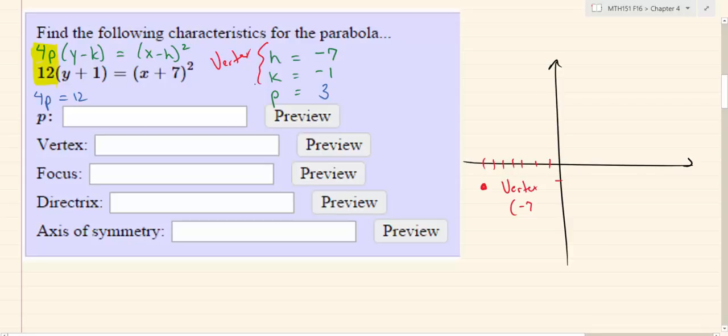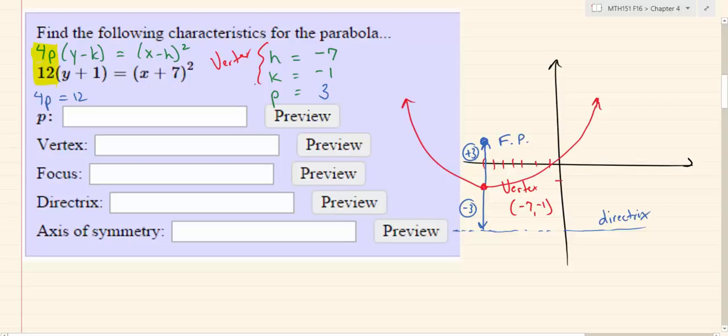We're going to call that negative 7, negative 1. And this is a point on the parabola. This is the vertex of the parabola. We also know p. P is equal to 3. So you go up 3 units. That's the location of your focal point. You go down 3 units, and that's the location of the directrix.